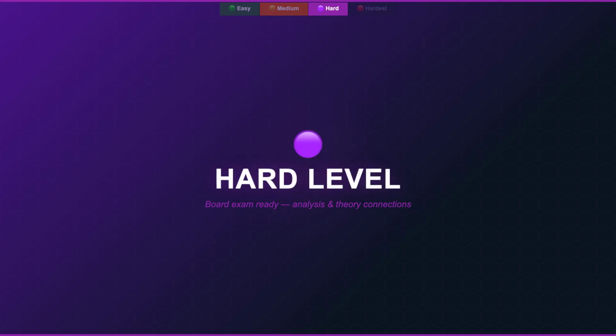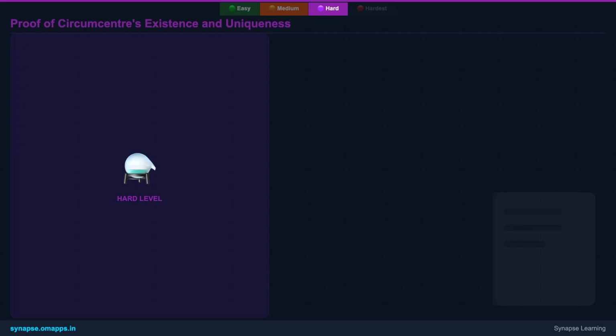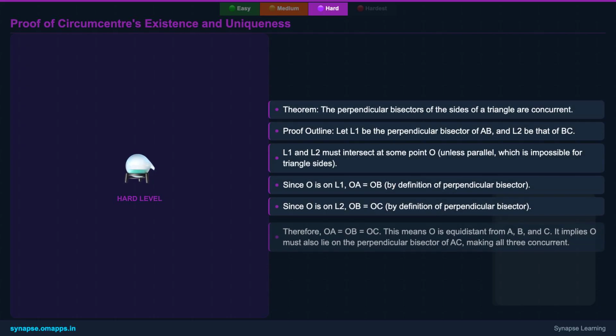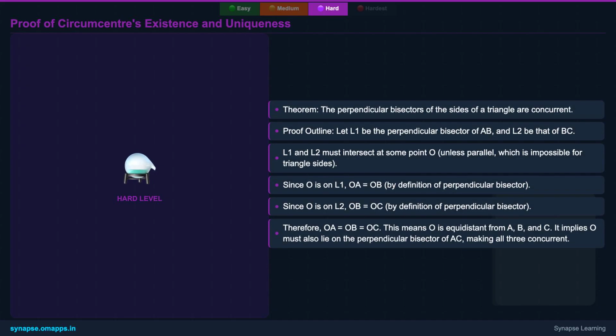Now, let's elevate our understanding. In this hard level, we'll delve into proofs, connections with other triangle centers, and powerful formulas. Have you ever wondered why the perpendicular bisectors always meet at one point? This is a fundamental theorem. The perpendicular bisectors of the sides of a triangle are concurrent.